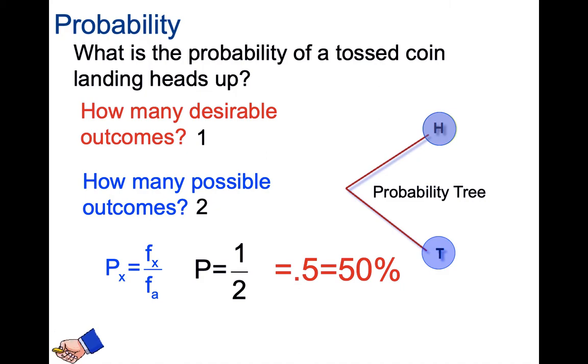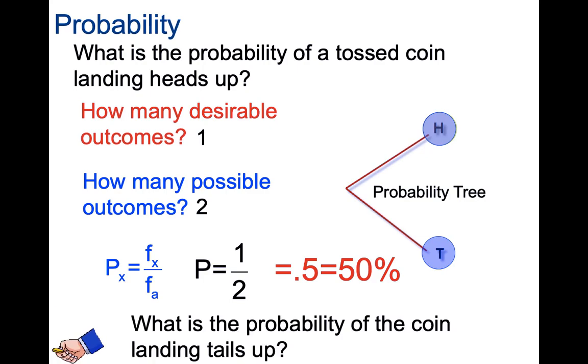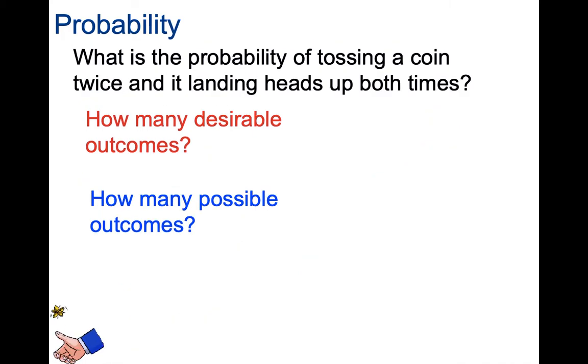By the way, you can also express that, of course, as 50%. So we all know this, a coin flip is 50-50. So what's the probability of the coin landing tails up? Well, it's going to be 1 minus 0.5, which is also going to be 50%, right?